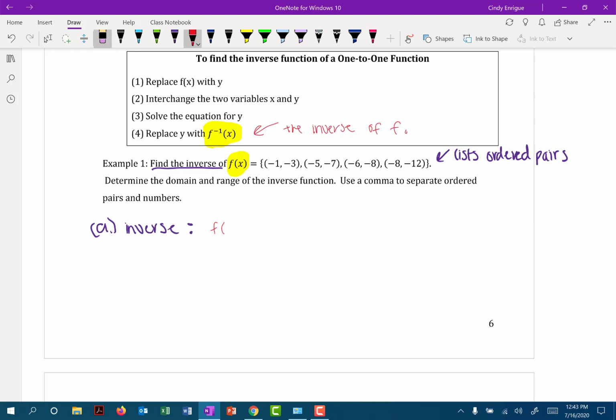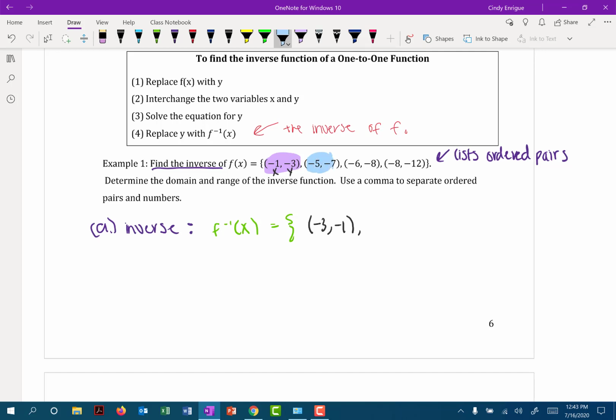So first of all, my notation. I have f inverse of x is equal to, and since it's a group of ordered pairs, I'm still going to have ordered pairs. Now the only difference here with the ordered pairs is that we are going to interchange or switch the x and the y values. So if I'm looking at this first ordered pair, I have my x value and my y value. So I'm going to switch it. Now I'm going to have -3, -1.